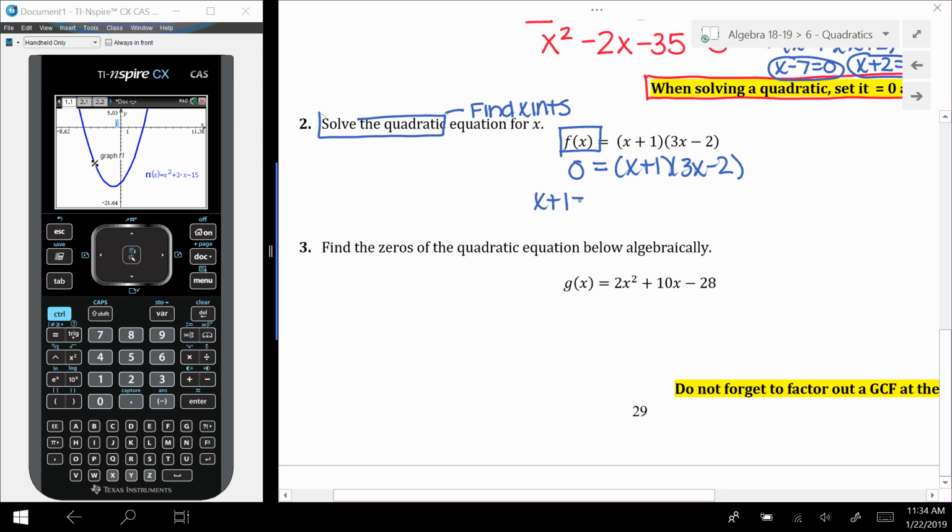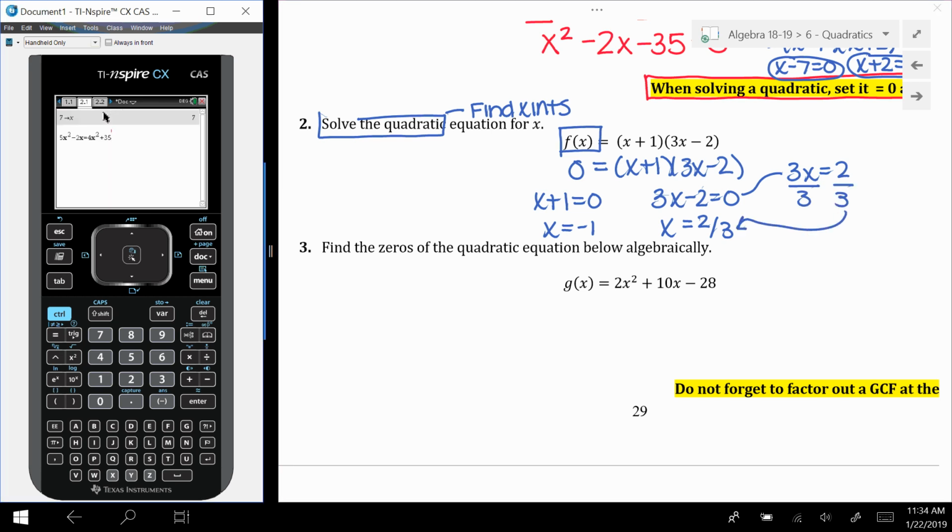So once I've got it factored, I can set each factor pair equal to 0. So x is equal to -1 and x is equal to 2/3. How did I get that? In my head, I added the 2 over and then I divided both sides by 3.